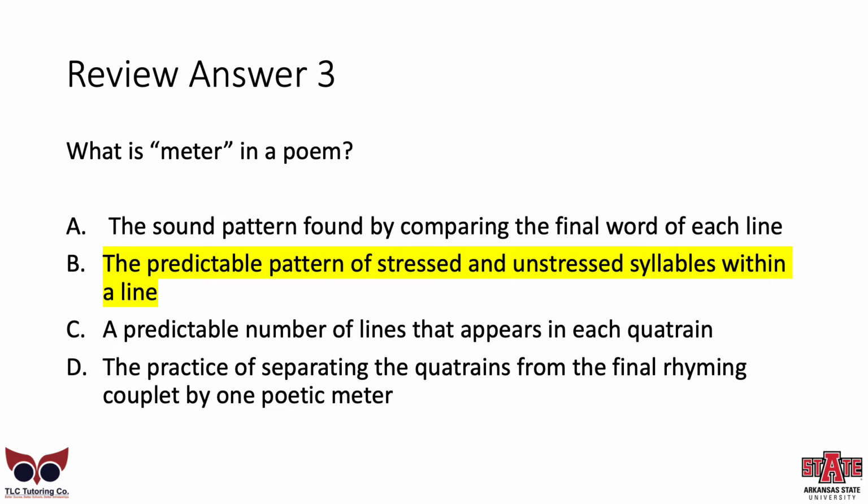The meter of a poem is the predictable pattern of stressed and unstressed syllables within a line. The sound pattern found by comparing the final word of each line is the rhyme scheme, and a predictable number of lines that appear in each quatrain is obvious by the definition of a quatrain, because they contain 4 lines. Option D, the practice of separating quatrains from the final rhyming couplet by one poetic meter, is a nonsense answer because poetic meter doesn't separate things.